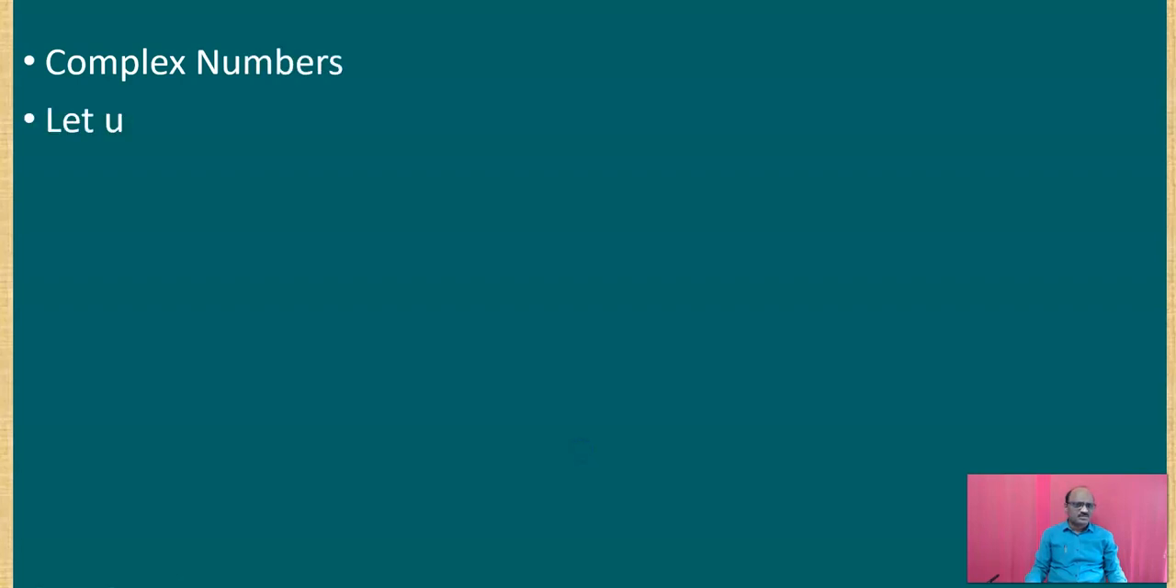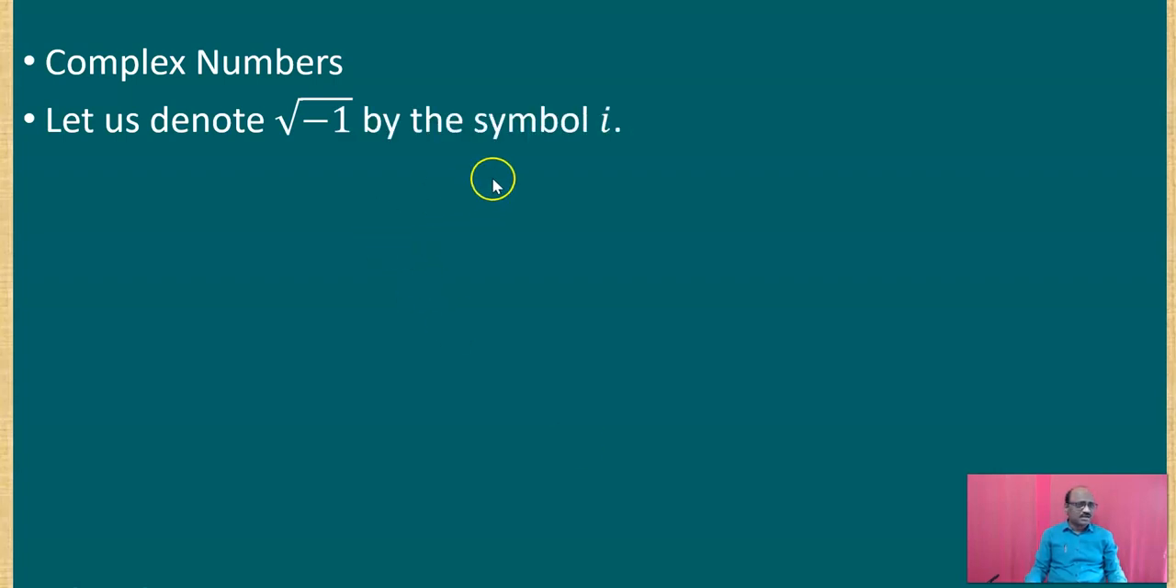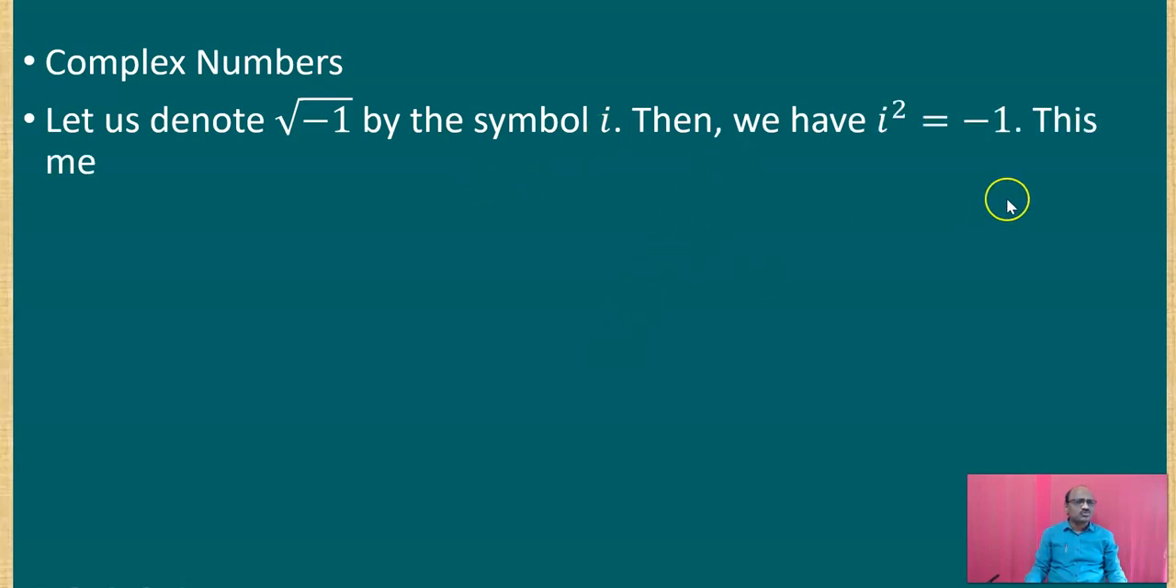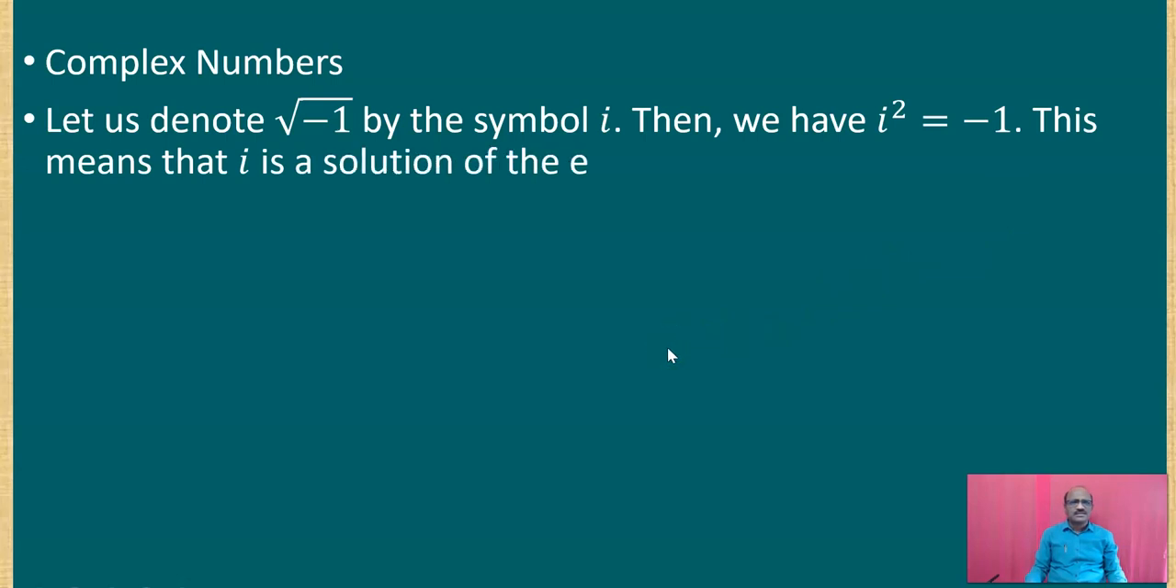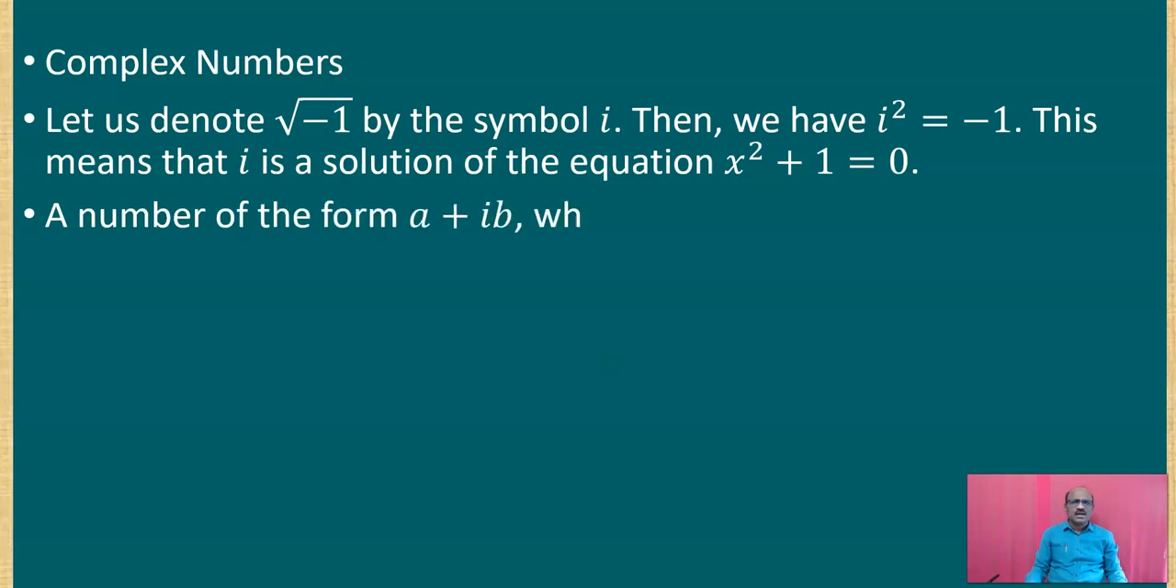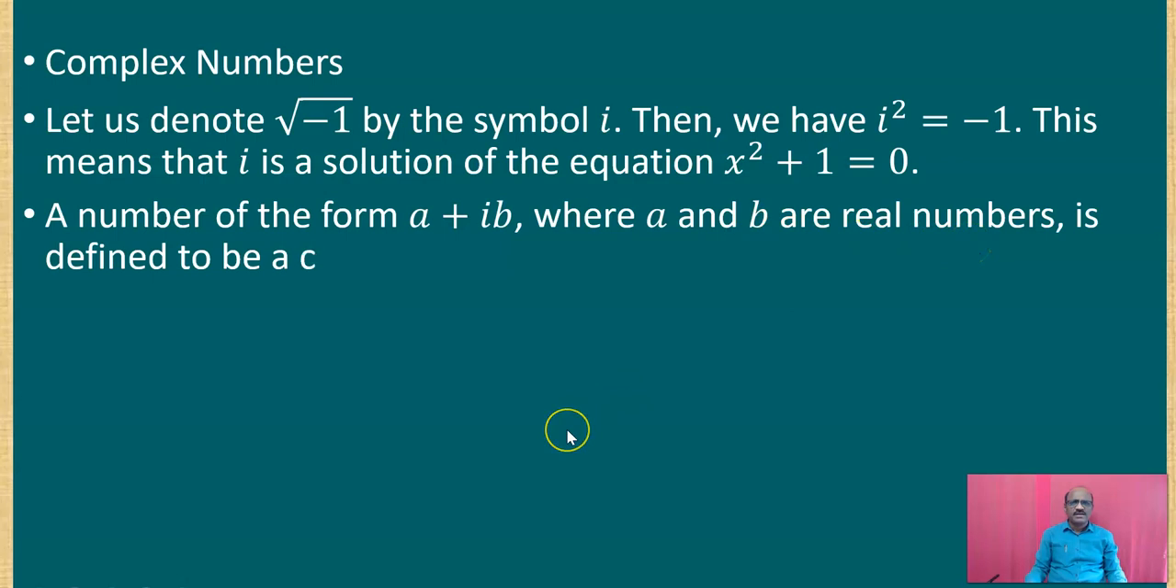Complex numbers. Let us denote the root of minus 1 by the symbol i. Then we have i square is equal to minus 1. This means that i is a solution of the equation x square plus 1 is equal to 0. A number of the form a plus ib, where a and b are real numbers, is defined to be a complex number.